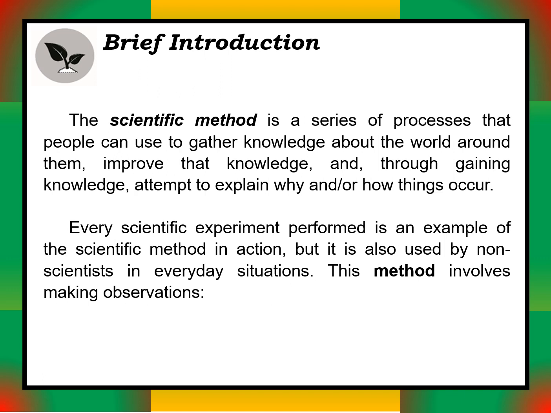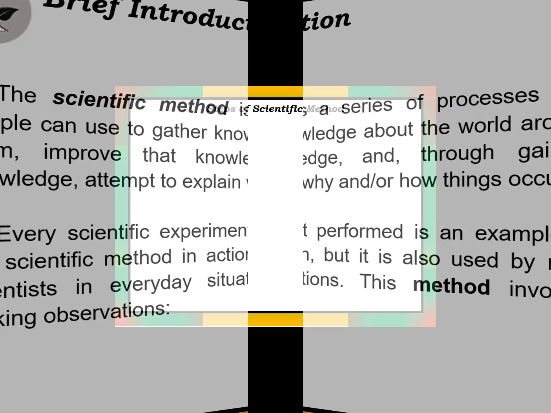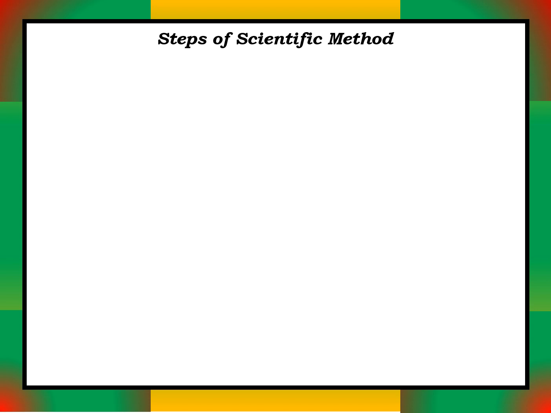People observe the world around them to improve that knowledge, and through gaining knowledge attempt to explain why and how things occur. So in science, we always use the scientific method to answer the questions that we have in mind. Every scientific experiment performed is an example of the scientific method in action, but it is also used by non-scientists. This method involves making observations. We will be discussing observation later in the lesson. So these are the steps of the scientific method.